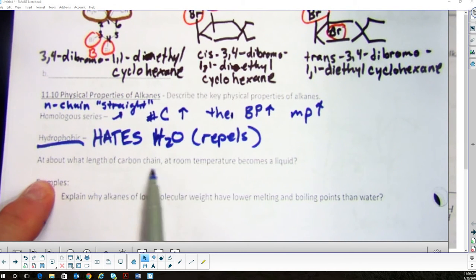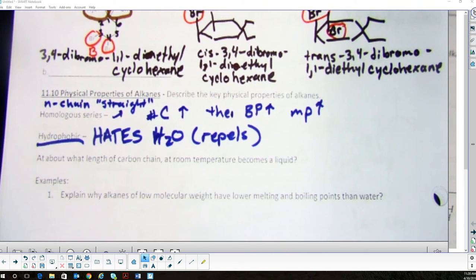At what length do carbon chains at room temperature become a liquid? So let's think about this. You guys know some carbon chains. Methane is what we use in lab. Is it a liquid, gas, or a solid? It's a gas. Okay, propane's what you use on your barbecue grills. Is it liquid, gas, or solid? Gas. Okay, octane is what you put in your cars. Liquid, solid, or gas? Liquid.